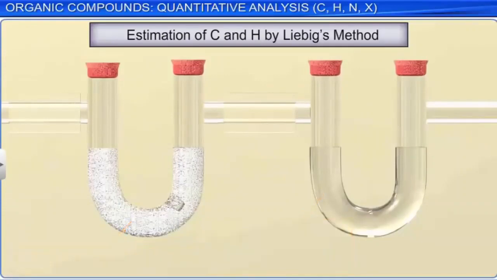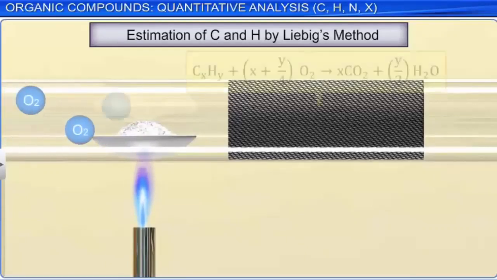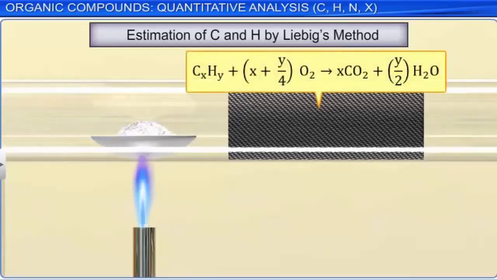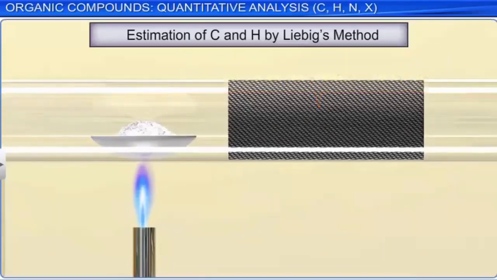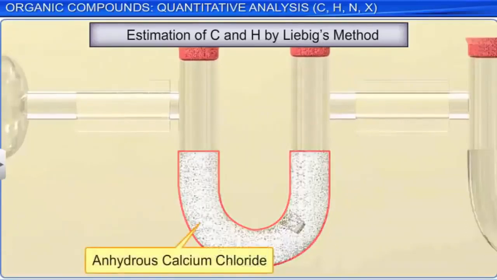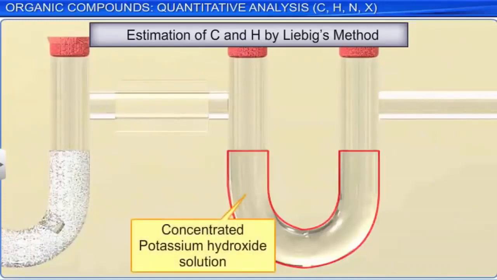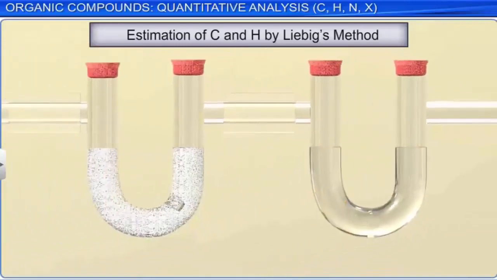Now, the combustion tube, along with the boat placed in it, is heated and pure oxygen is passed through it. As a result of combustion, carbon dioxide and water are formed. Water in the mixture is absorbed in U-tube containing anhydrous calcium chloride, and carbon dioxide is absorbed in another U-tube containing concentrated solution of potassium hydroxide. The U-tubes are weighed again after this absorption.